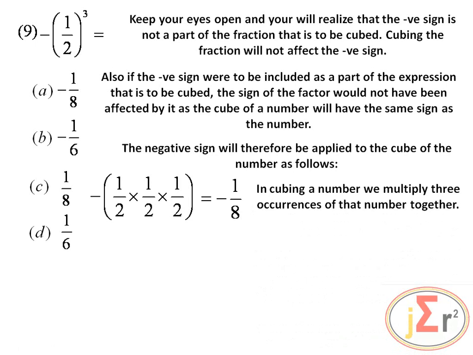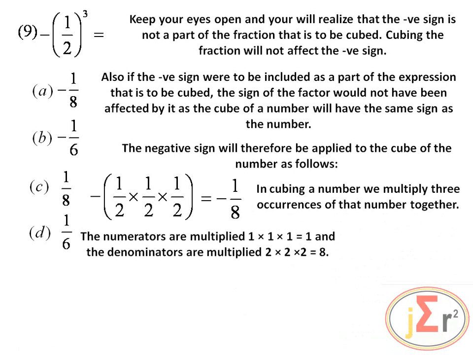The result is negative 1/8. The numerators are multiplied, so we have 1 multiplied by 1 multiplied by 1, and that is 1. And the denominators are multiplied. 2 multiplied by 2 multiplied by 2, and that is equal to 8. The correct answer is option A.